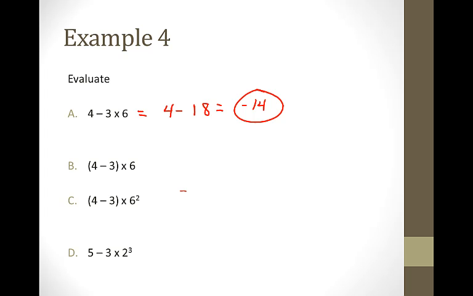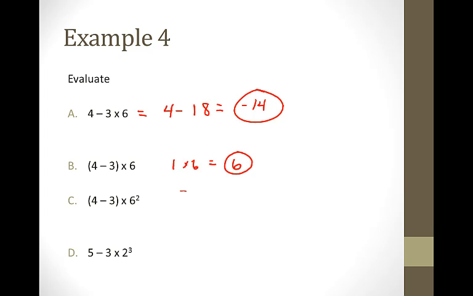How about 4 minus 3 times 6 in parentheses? Here, what do I do first? I do what's in parentheses. So the parentheses force me to do the subtraction first. So 4 minus 3 is 1. So we have 1 times 6 is 6.